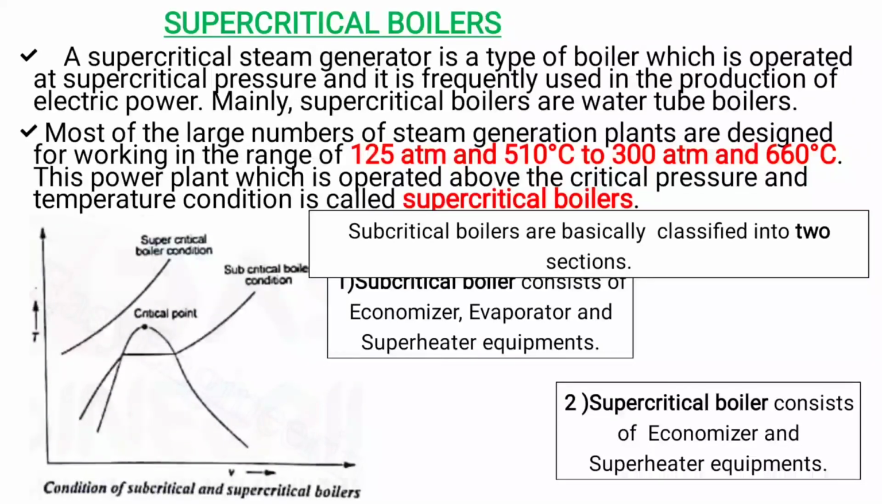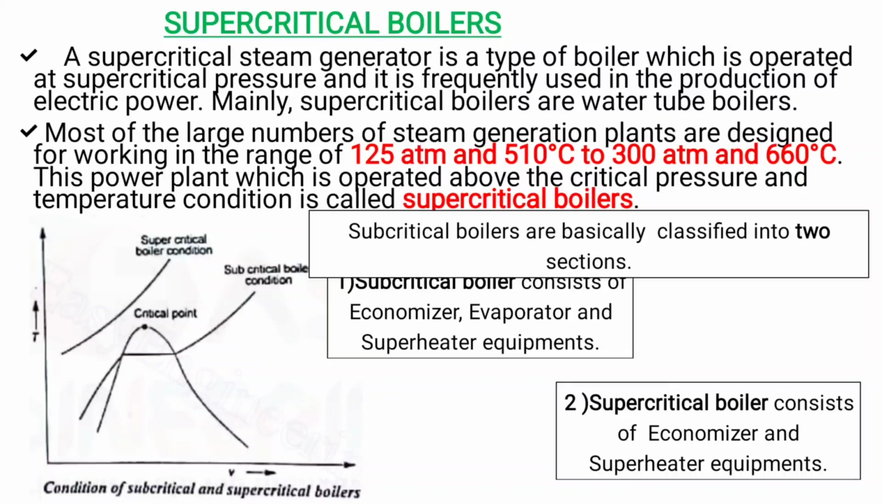Supercritical boiler. Most of the large number of steam generating plants are designed for a working range of 125 atmospheric pressure and 510 degrees Celsius to 300 atmospheric pressure and 660 degrees Celsius. A supercritical steam generator is a type of boiler which is operated at supercritical pressure, and it is frequently used in the production of electric power.